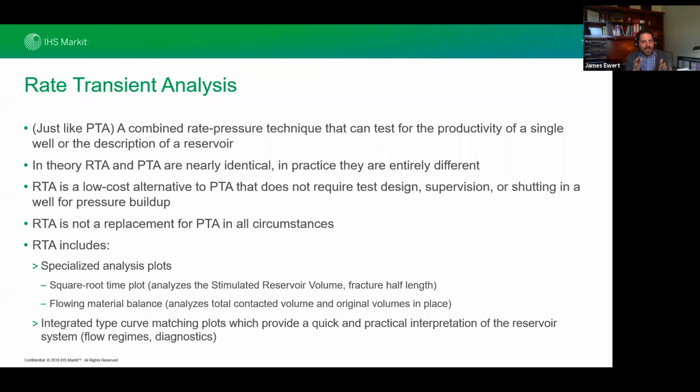So rate transient analysis is a combined rate pressure technique. Just like pressure transient analysis, rate transient analysis needs pressures and rates. Remember, decline analysis only needed volumes, it only needed rates. So RTA, rate transient analysis, needs rates and pressures, and it can test for the productivity of a single well or a description of a reservoir. Now, my friends in PTA are very quick to remind me, and they're not wrong, that in theory, RTA and PTA are, I have on the slide, identical. Of course, there's some differences, but they're slightly different ways of looking at very similar data.